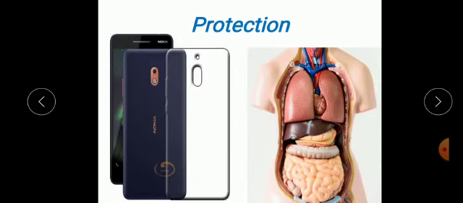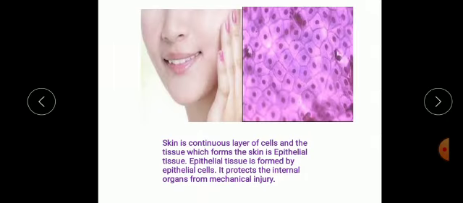Students, our cell phones have back cover to protect the inner chip from water and dust. Similarly, we have delicate organs inside our body which needs to be protected. So we have an outer layer of tissue known as skin, which form the upper topmost part of our body. Skin is continuous layer of cells, and the tissue which forms the skin is epithelial tissue. Epithelial tissue is formed by epithelial cells. It protects the internal organs from mechanical injury.